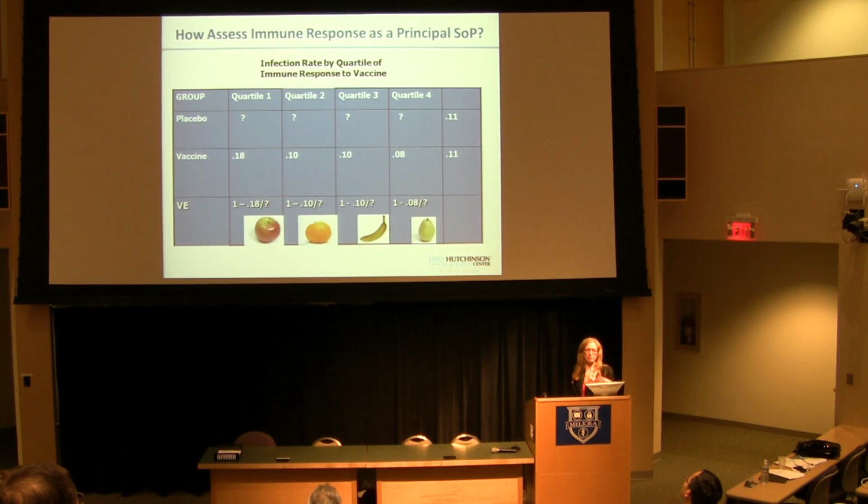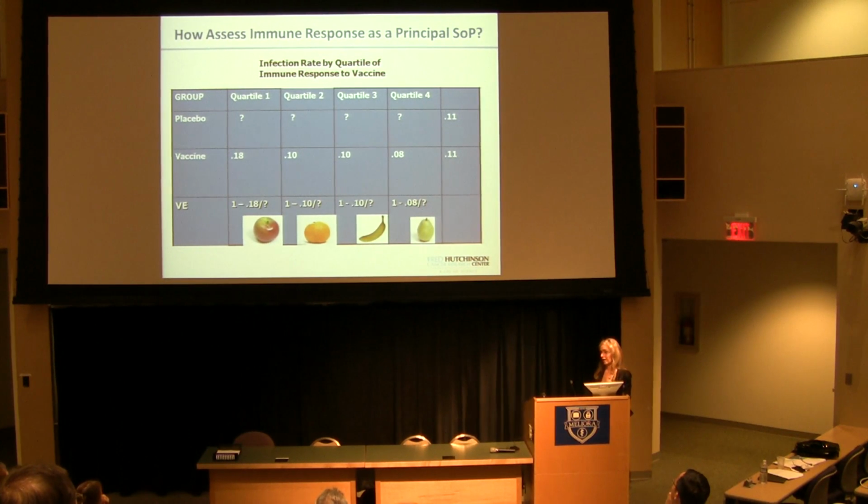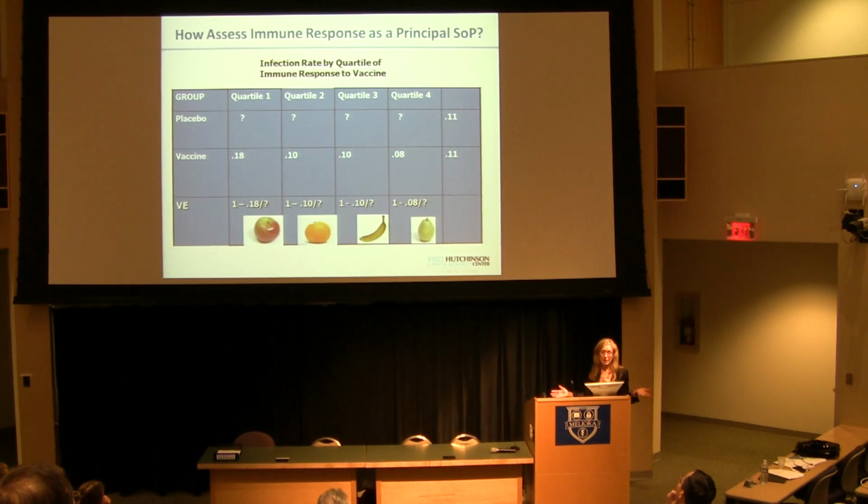So now, how do we want to assess the immune response as a principal surrogate of protection? We have to be able to know what the response is in the placebo group. And of course, the question is, we have the different quartiles, and we can look at the rate of infection in the vaccine group by quartiles, because we vaccinated them and we measured their response, but the placebo group didn't get vaccinated, and presumably they don't have a response because it's not flu.